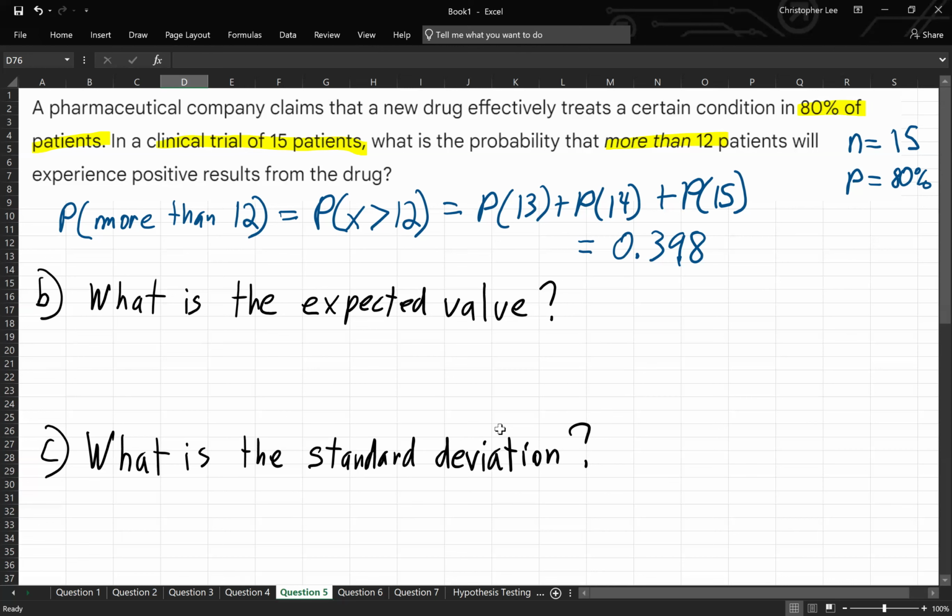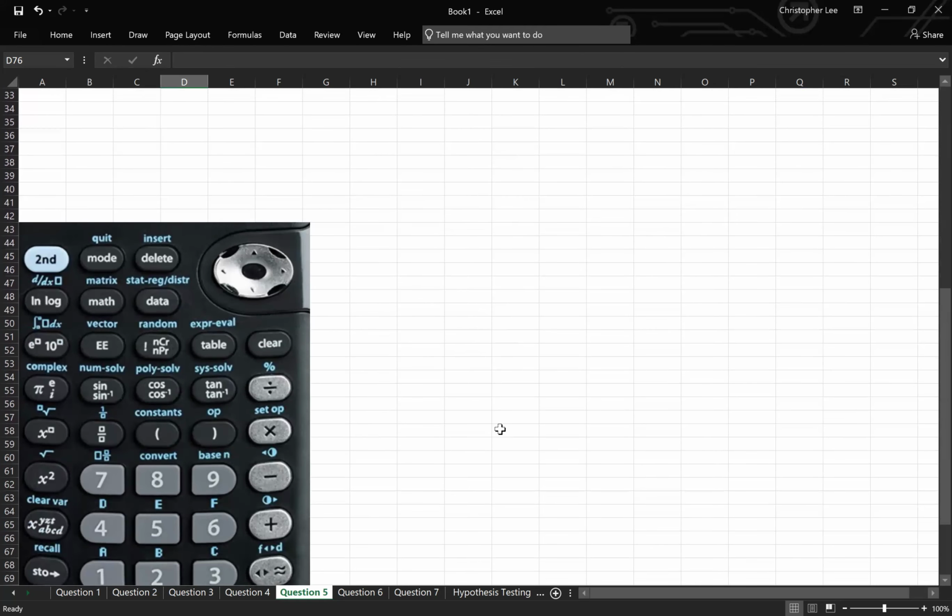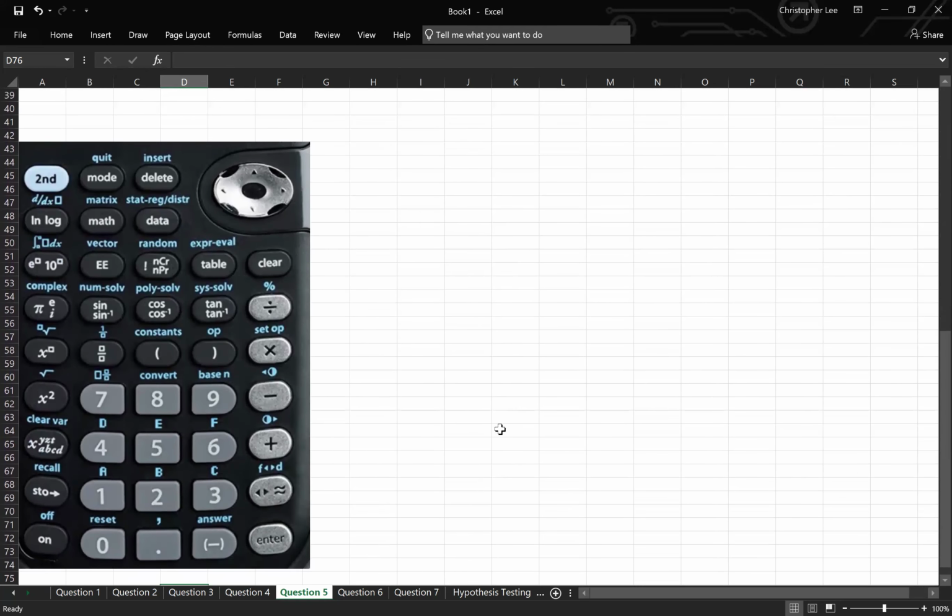All right. Good. So let's talk about the calculator now, right? So this question. N is 15. P is 80%. And then for my R, this is going to be more than 12. Just copy from the formula sheet, right?